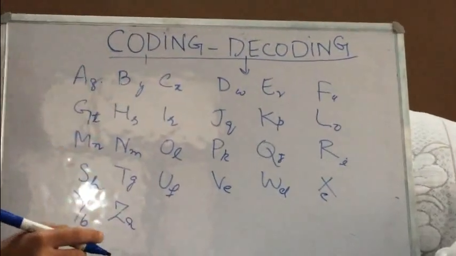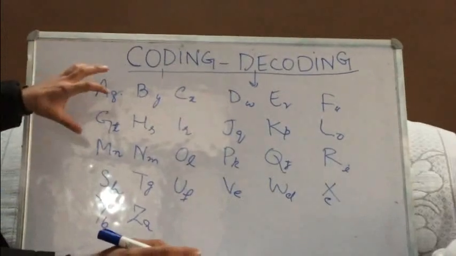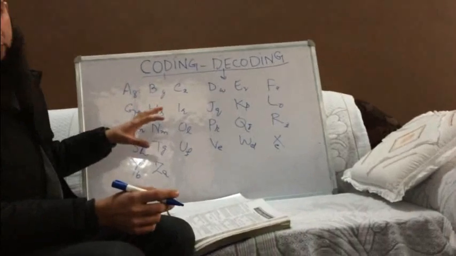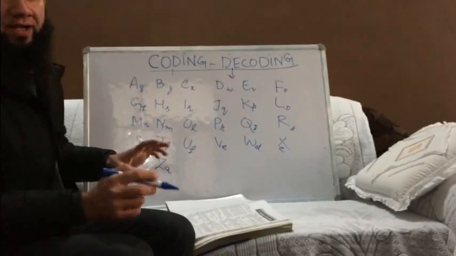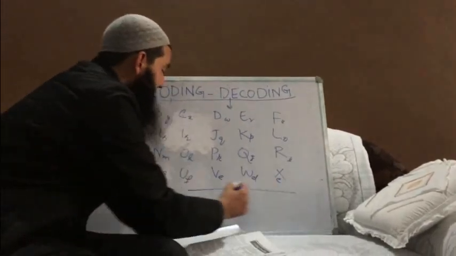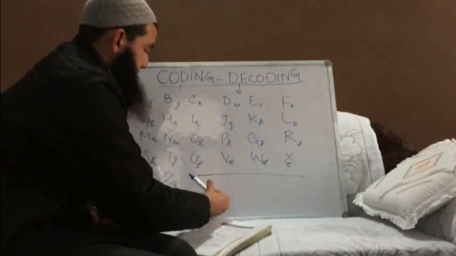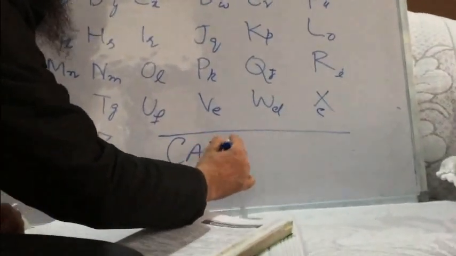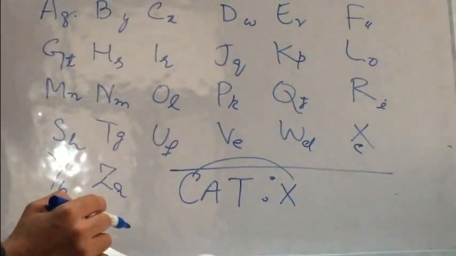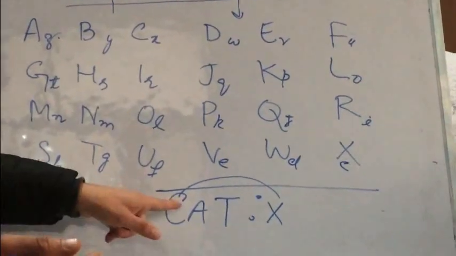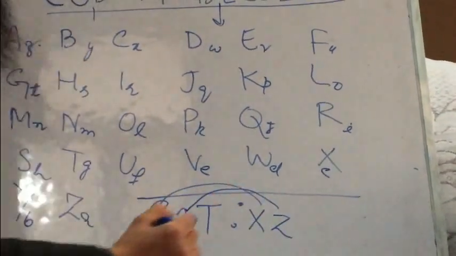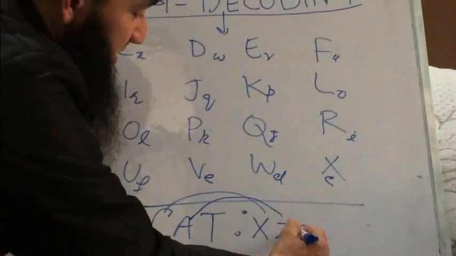So that's it. You need to have a small understanding of this table. For example, in the first question I showed you, cat is written as DBU. In certain cases, maybe the cat is coded as, instead of C, I'll write X. So you should be able to understand that the reverse of C is X. Instead of A, I'll write Z. Instead of T, I'll write G.